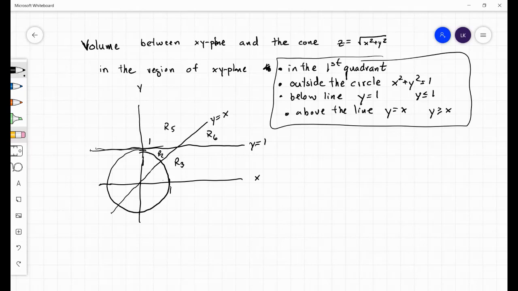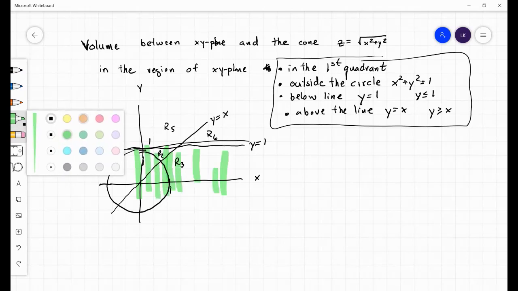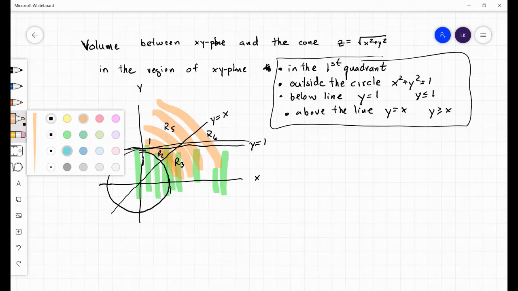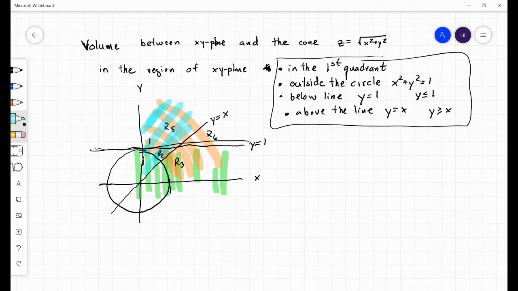So we're below the line. If we start shading below the line in the first quadrant, we also have to be outside the circle, and above that diagonal line. So kind of cheesy, but yeah. The only region that satisfies all those inequalities or conditions is region 2. That's right.